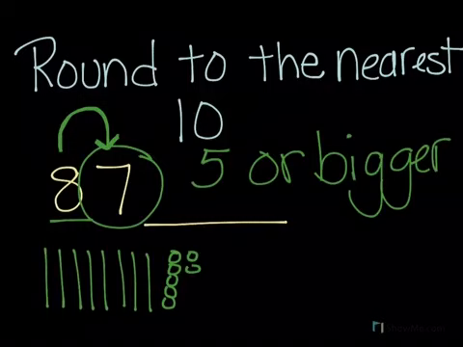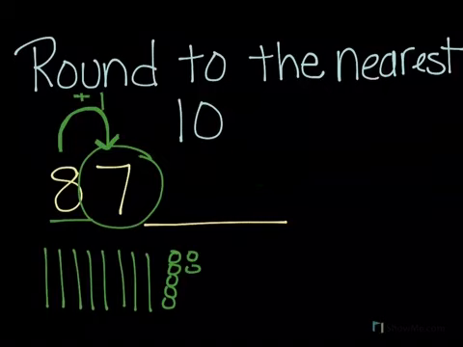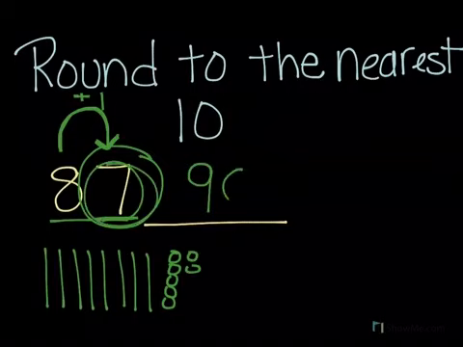If this number is 5 or bigger, I'm going to add 1. And it is a 7, so it is bigger than 5. So I'm going to literally add 1 to my 8, which would make that 9. Then I replace this spot with a 0. So I have rounded 87 to 90.